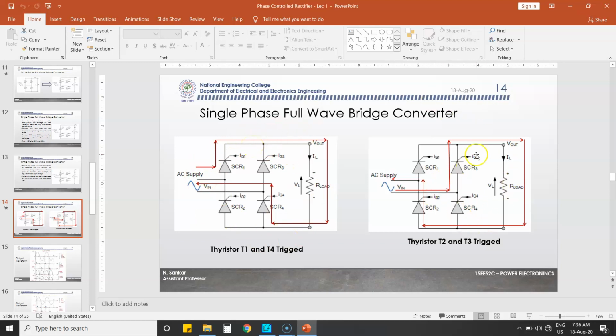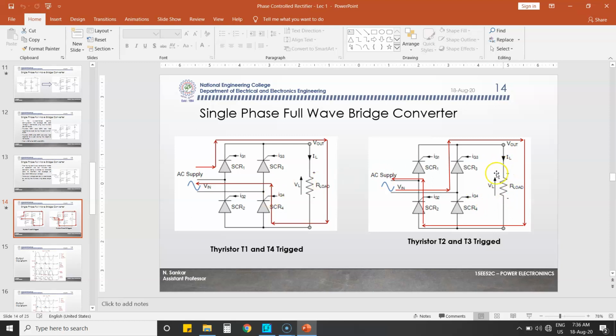On the next 180 degree, that is your negative half cycle. So this is for the positive half cycle, and this is for your negative half cycle. In the negative half cycle, SCR2 and then SCR3, these two thyristors will get triggered. So the current will travel from supply, from that to SCR3, from that to load, and from that to SCR2, and finally to your neutral. So this is how the current conduction takes place during the positive half cycle and negative half cycle.